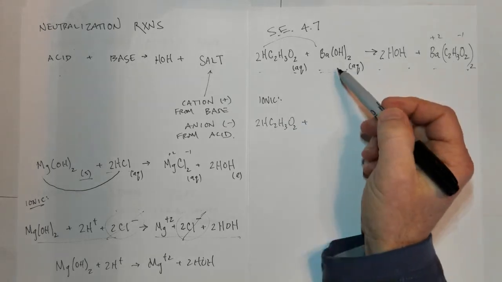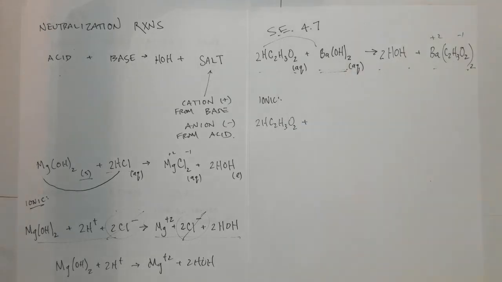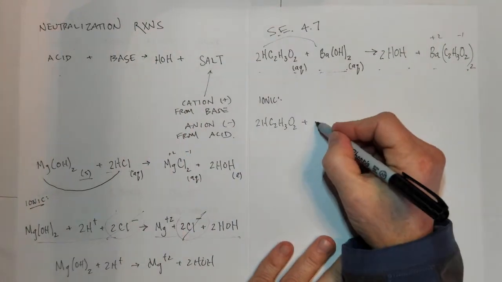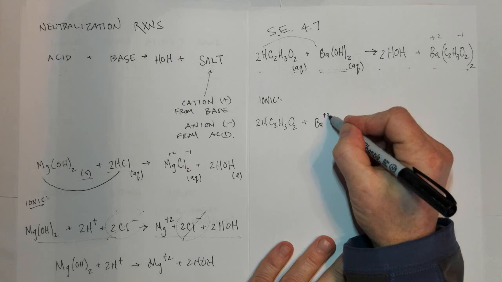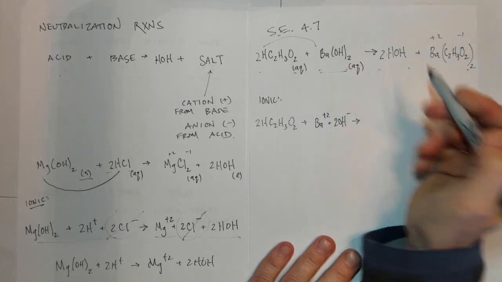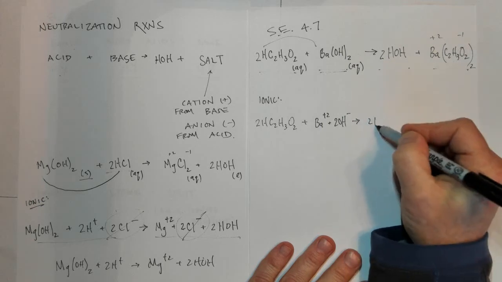Barium hydroxide is one of the strong bases that you learned. You memorized this. It's in the B on the periodic table, so we would split this up to be Ba+2 and 2 OH minuses, because there's a 2 right here. Water, of course, is molecular, so we keep that together.